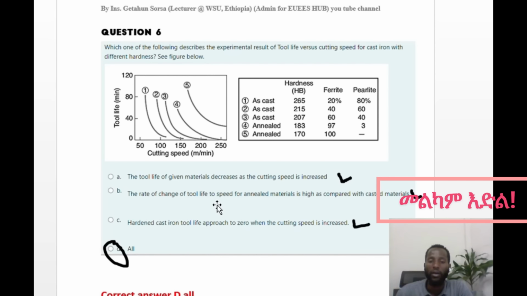The next, the rate of change of tool life to speed for annealed material is high as compared with that of casted material. This is also right or correct because here we have 2 or 3 casted materials. These three are casted materials. This is annealed material.